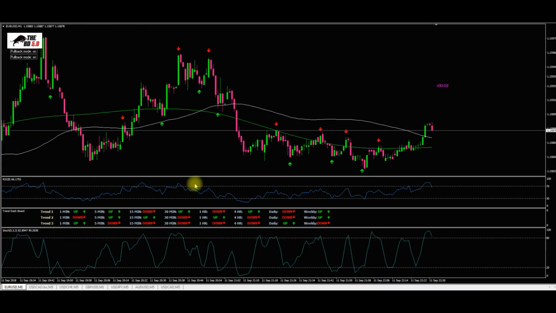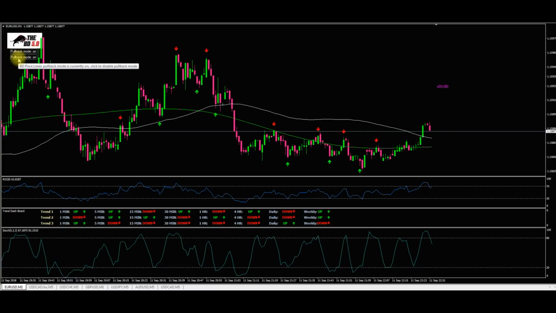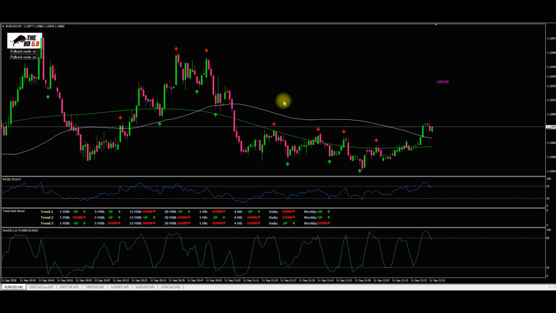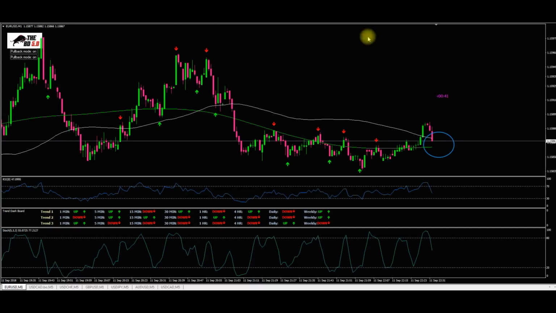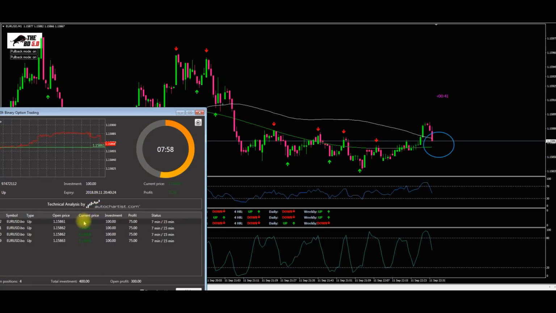I'm going to put my pullback mode on, and we could get into some more trades in a minute. What I like about Euro USD is, can you see we're just about to cross over on the two moving averages just there? Can you see that? We're just about to cross over. And we're in the money. Nice, seven minutes ago.